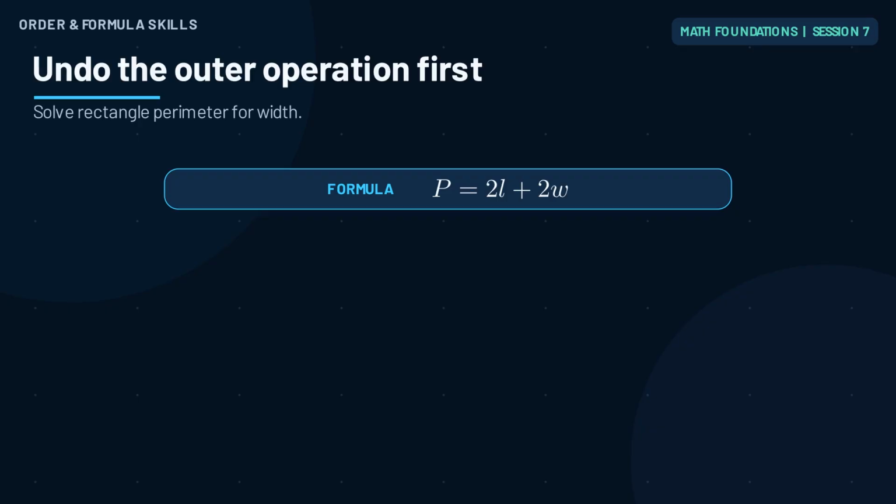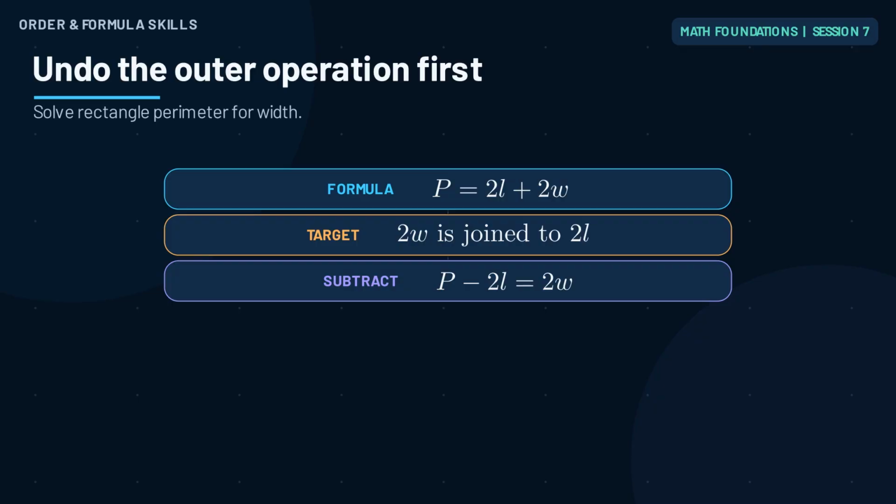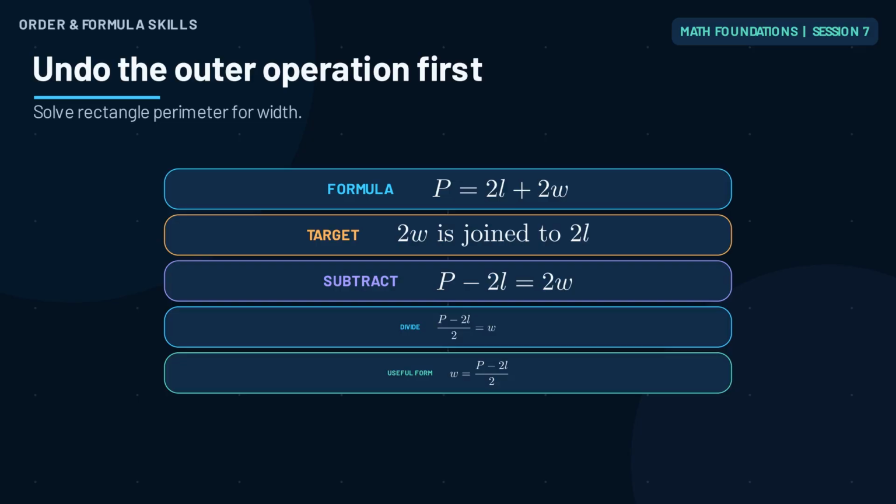Use rectangle perimeter P equals 2L plus 2W and solve for W. The W term is first joined to 2L by addition. Subtract 2L from both sides to get P minus 2L equals 2W. Now divide the complete left side and the right side by 2. The result is W equals open parenthesis P minus 2L close parenthesis divided by 2.